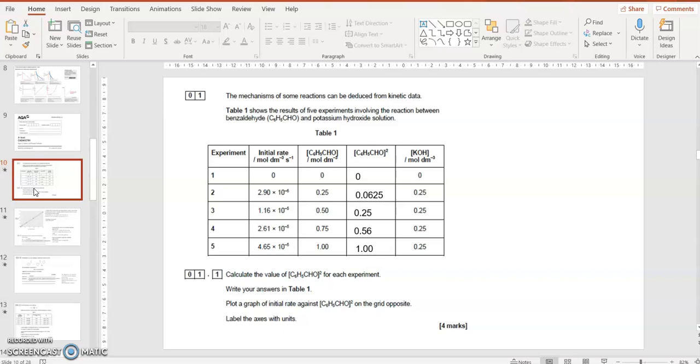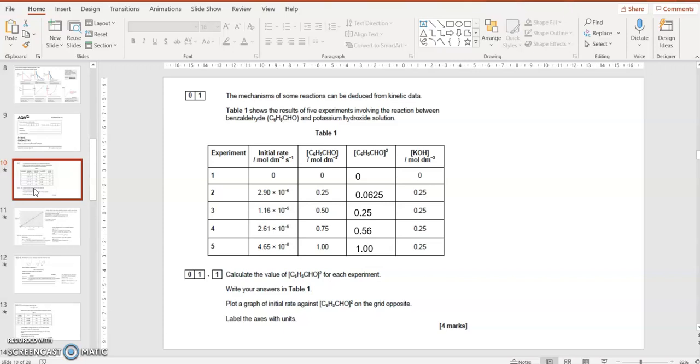So the initial concentration of benzaldehyde in column number 1 was 0 in experiment 1. Then they've changed the concentration of benzaldehyde to 0.25 for experiment 2, then to 0.5 for experiment 3, 0.75 for experiment 4, and 1.00 for experiment 5. So we've done 5 different experiments with 5 different starting concentrations of this reactant, benzaldehyde.